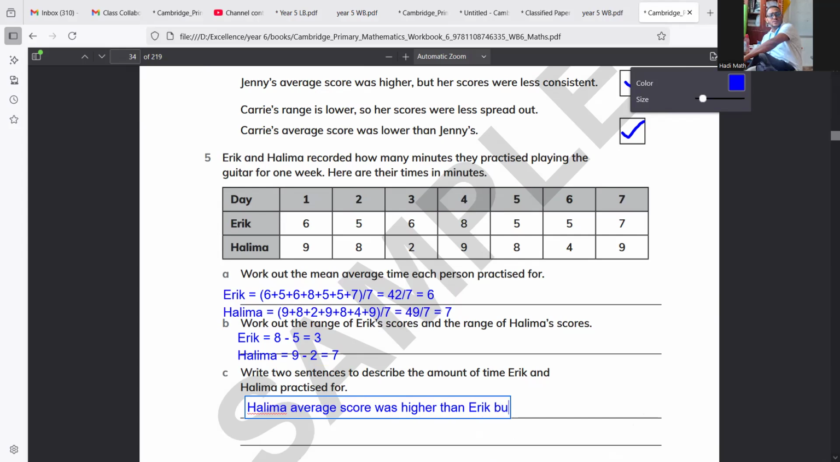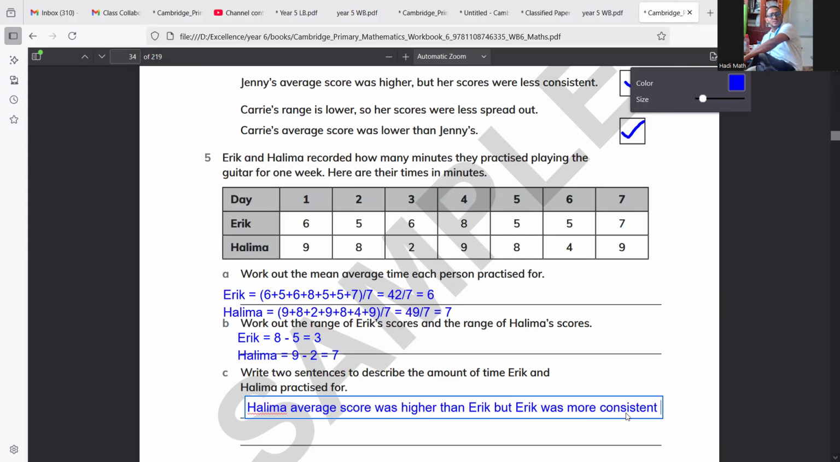But Eric was more consistent. Why did we say so? Because if you look, the range of Eric is small, so he is more consistent. But Halima's range is big, that's why she is less consistent. So you could say Halima's score was higher than Eric's, but Eric was more consistent.